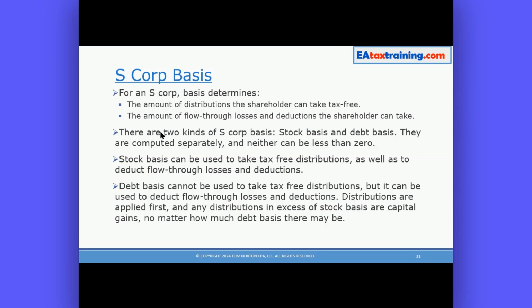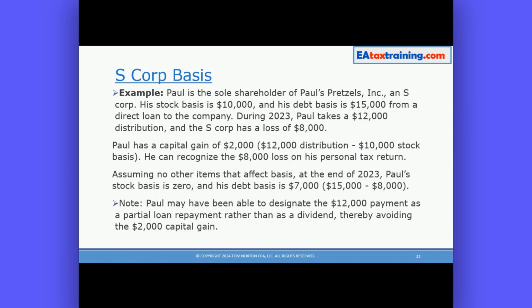And distributions are applied first, and any distributions in excess of stock basis are capital gains, no matter how much debt basis there may be. So we can't use debt basis for tax-free distributions. Therefore, no matter how much debt basis you have, if your distributions are in excess of your stock basis, then those distributions become capital gains. So let's look at a simple example to understand the difference here between stock basis and debt basis.